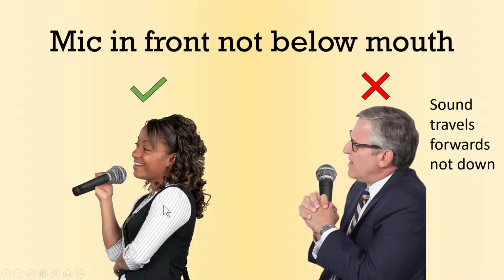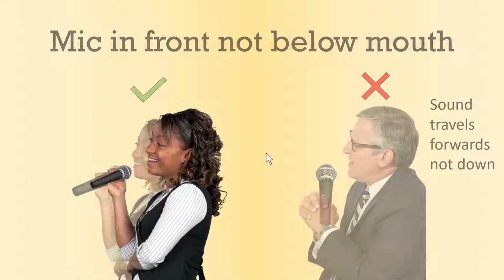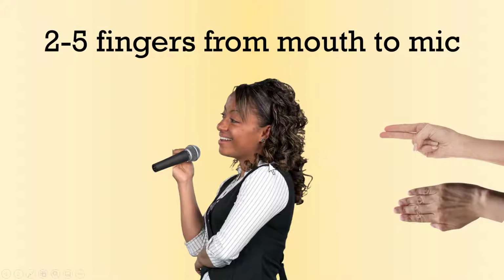Sound travels forward out of your mouth. It doesn't travel down. So if you hold it facing you, like this one, that will be the best way to capture your sound. If you hold it like this one as well, what we tend to notice is that people get under pressure, so the microphone tends to fall down and down during the course of the night. Finally, how far to have it from your face? Between 2 and 5 fingers between the microphone and your mouth. That's what's recommended by the experts.